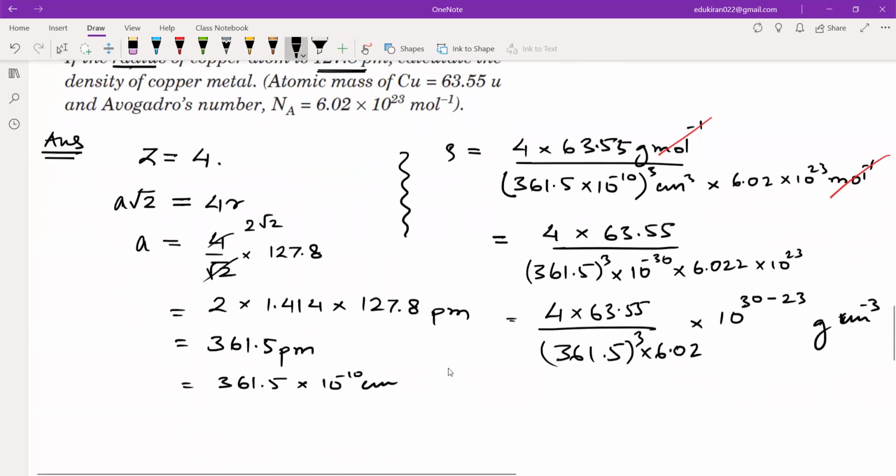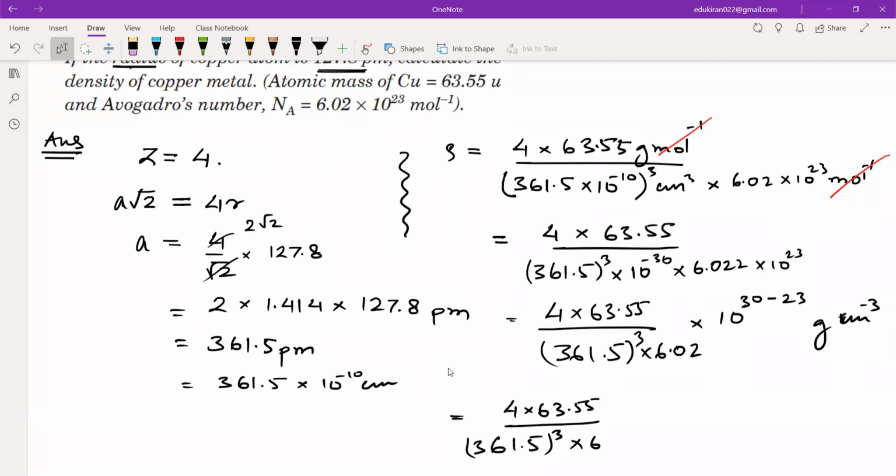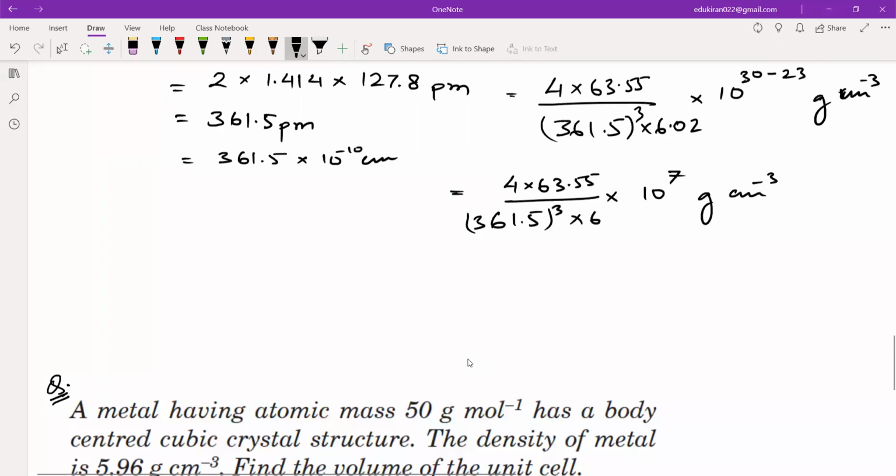Next, 4 into 63.55 upon 361.5 whole cube. Now, rather than taking the 6.02, just take it as 6 because it's not going to vary the whole answer so much. Okay, I am taking this as 6. Now, this will be 10 to the power 7. Minus 30 went up, 23 became minus, okay? Gram per centimeter cube. Now you need to find the cube of 361.5 and then you need to solve these numbers.